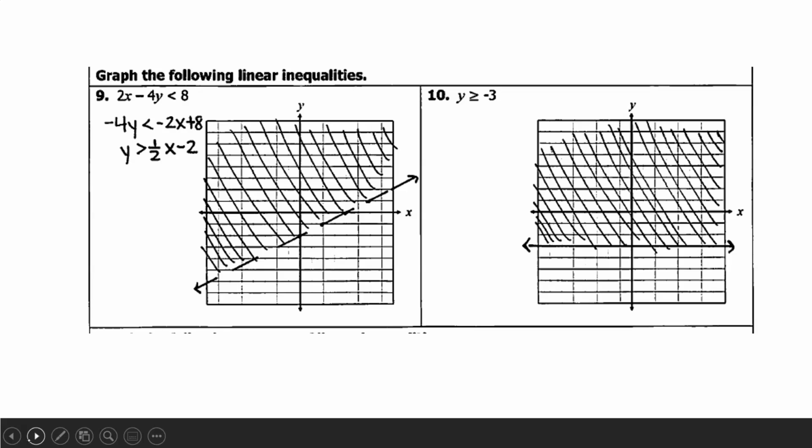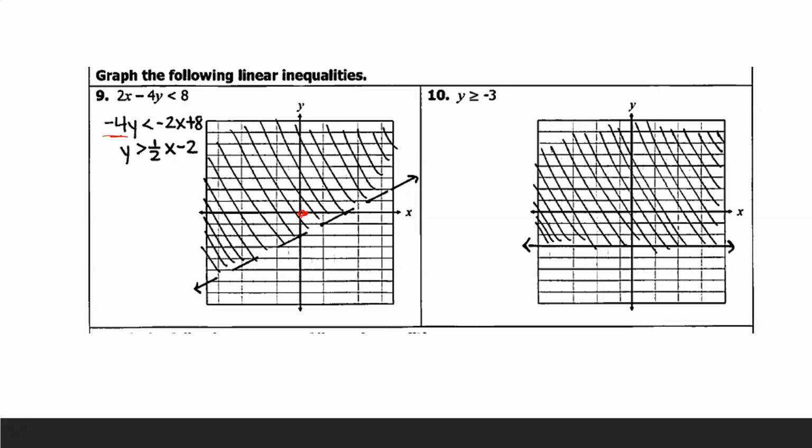Some inequalities again, we put them into slope-intercept form, making sure that we flipped the sign right here when you divided by -4. So I have y equals 1/2 x minus 2. I used a dashed line. And then I tried my test point, and it's true, so I colored the side with the test point in it.